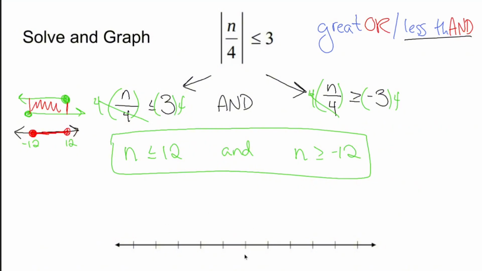So I'll put 0 in the middle. I'll go by 3 so I can hit my 12s. That is a 4, which is not a 3. So let's keep going. 6, 9, 12, 15, negative 3, negative 6, negative 9, negative 12, negative 15. All right, let's take our negative 12, fill it in because it counts. Let's take our regular 12, fill it in because it counts. And we want everything in between, like that. Okay? And that's how you do an absolute value inequality. Pretty gross, but lots of fun.